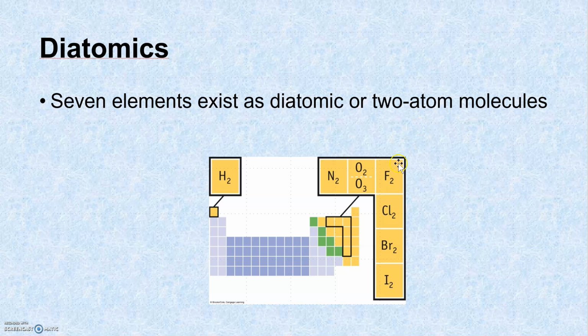And if you look at the periodic table, they form the number 7, which can be a good help in remembering which ones these are, with the exception of hydrogen again. That's a real troublemaker, isn't it?